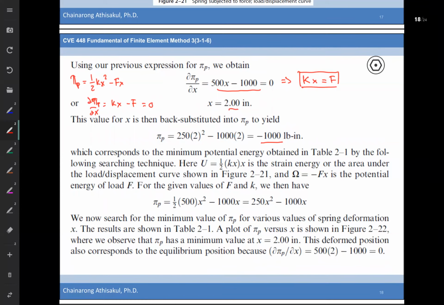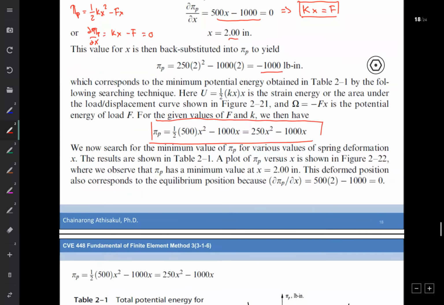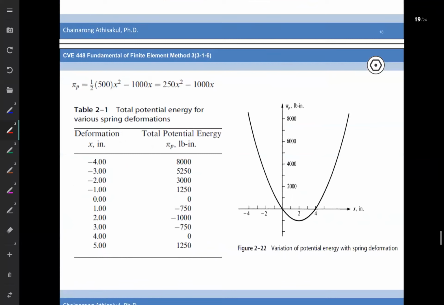Okay, so if we consider the potential energy in terms of x like this, and we plot it with a graph, you see that at x equal to 2, we obtain the potential energy equal to minus 1000. That is the minimum value of the potential energy. Okay, that is the minimum value of the function.